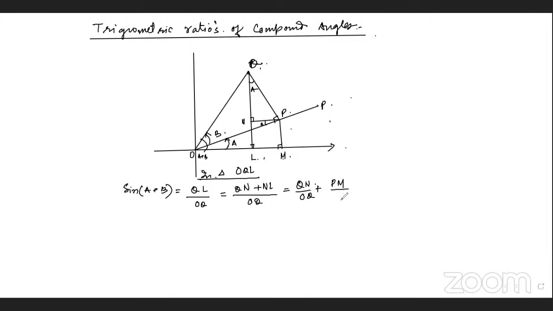NL is equal to PM, and PM upon OQ. Now QN, I will write here QN upon PQ into PQ upon OQ. Similarly, PM upon OP, multiplying and dividing here, OP upon OQ. So therefore, our left hand side is sine of A plus B.